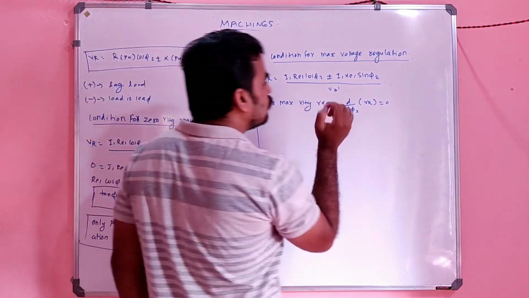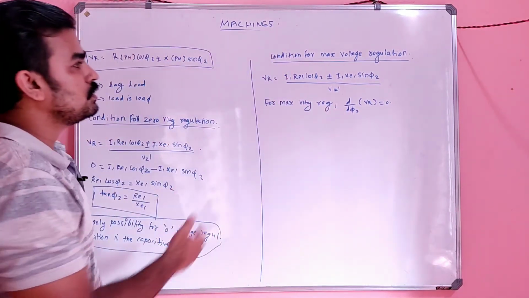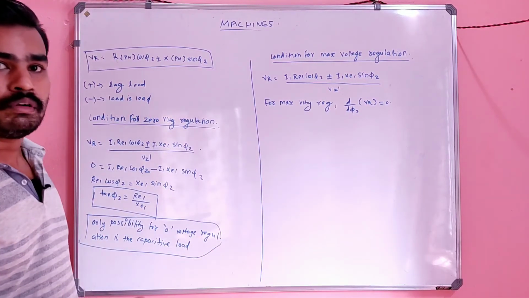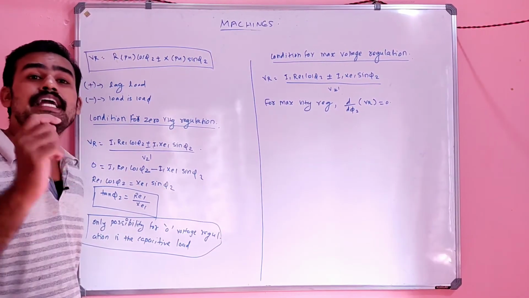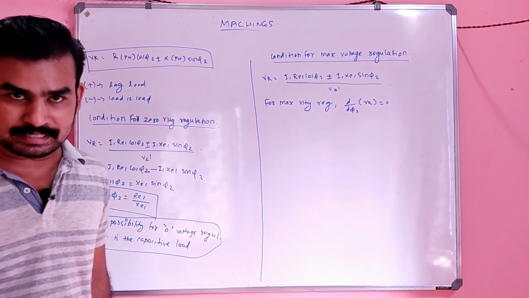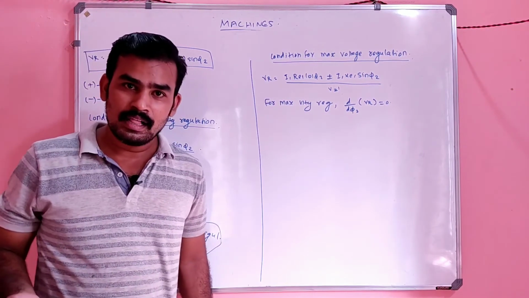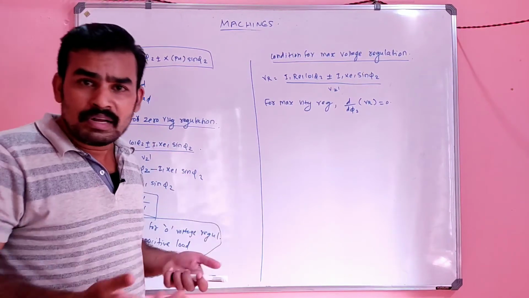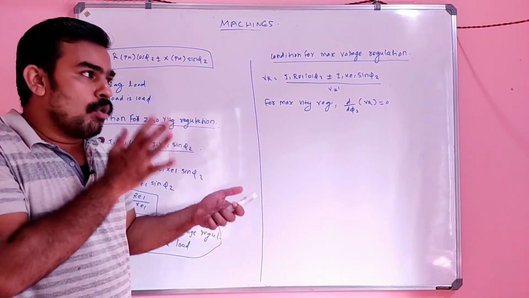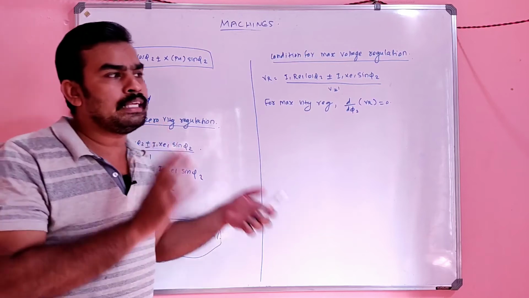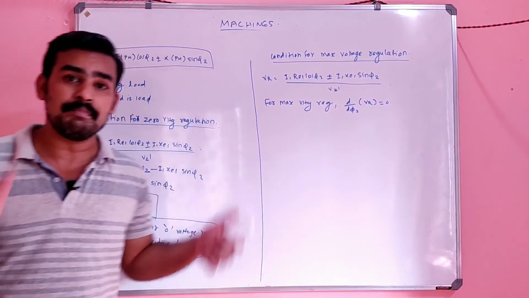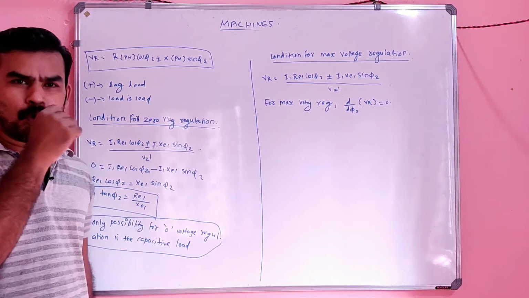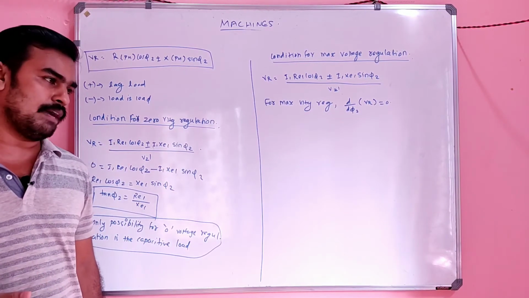So for maximum voltage regulation, in the equation the only variable is phi 2. Why is phi 2 variable? Because phi 2 is called the load power factor angle, or load angle, depending upon the nature of the load, because we are varying our load continuously. It is not necessary that all the time the load is the same. Take our home itself as an example.